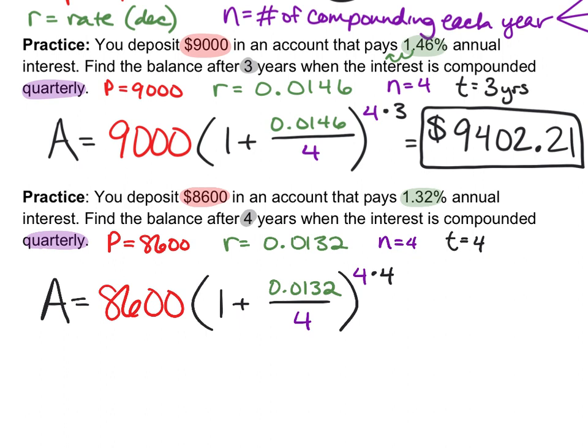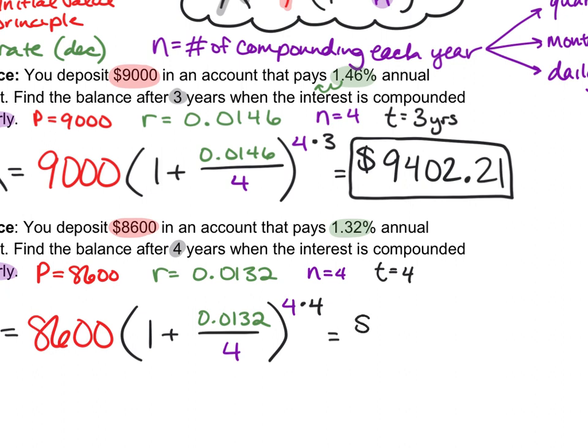Did we fill it in correctly? Fabulous. So at this point, beep, beep, beep, we're just typing it in a calculator. Hopefully that part is smooth. We should have gotten 9,065.49.